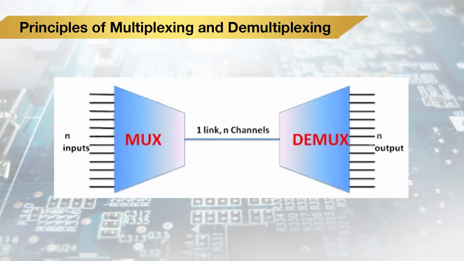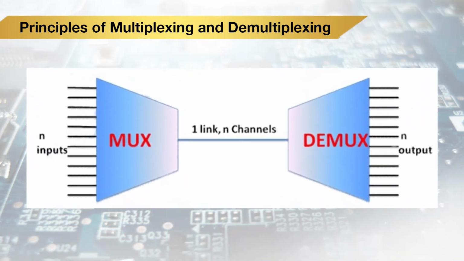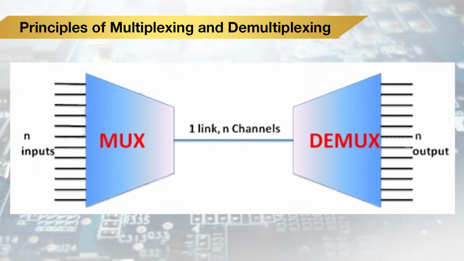So, this shows the principle of multiplexing and demultiplexing. Here we can see there is an input of n bits, that is n input signals in a multiplexer, and there is a single channel at the output. What is happening here is the input data is selected which should be sent at the output of the multiplexer.